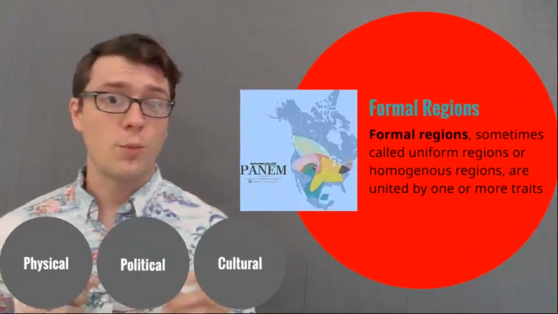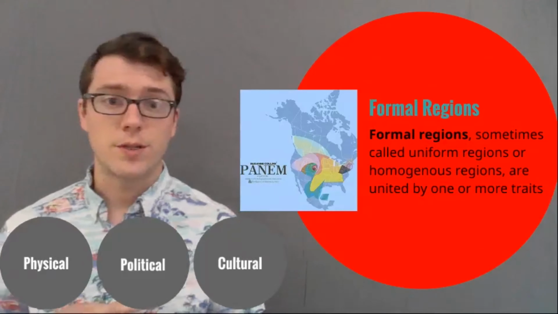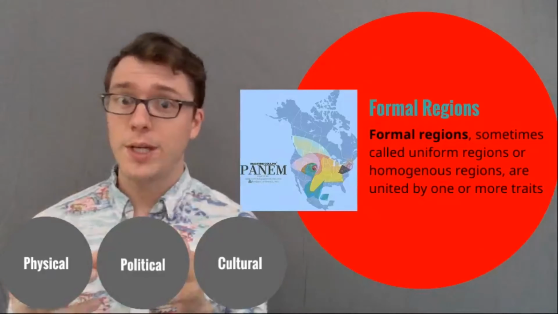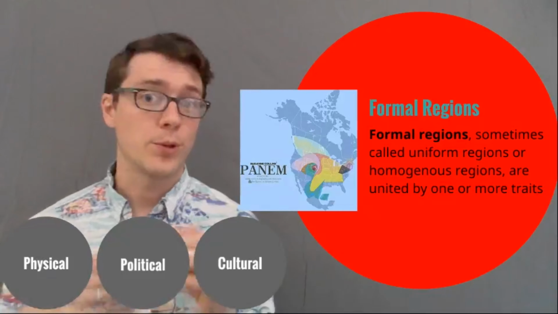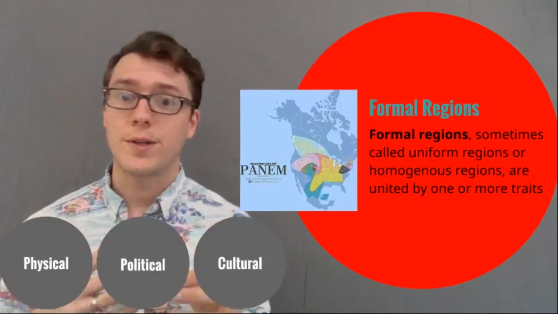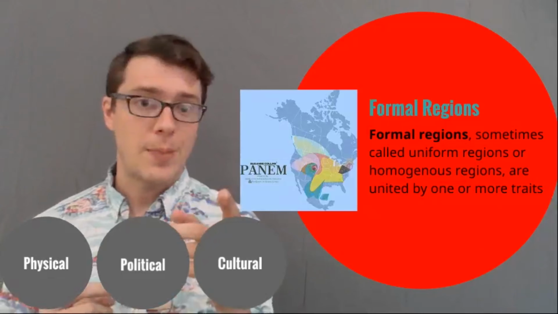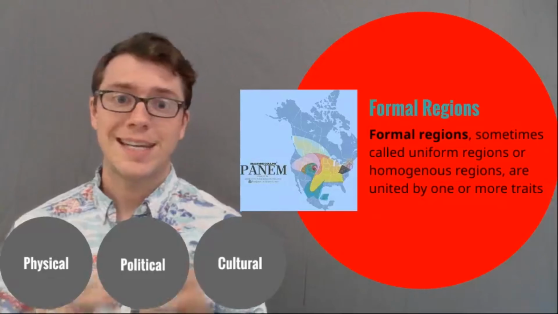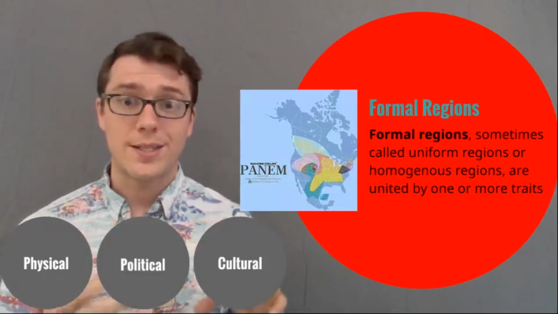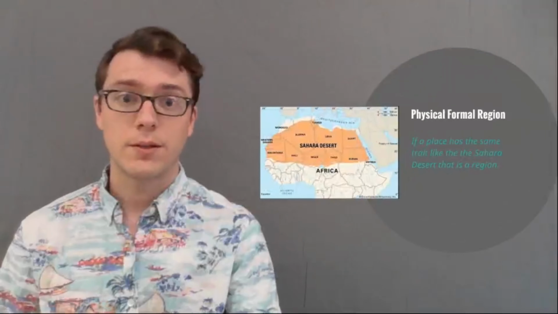So our first one is a formal region. Sometimes they're called uniform regions or homogeneous regions, but they're regions that are united by one common trait. If you can look at something and say, all of these people speak the same thing, or all of these people are under the same government, or there's a physical feature, that's all a formal region. The reason I've got Panem on there from the Hunger Games is each region did a specific task. All of those people were in the same industry, so that's why their regions were formal regions.